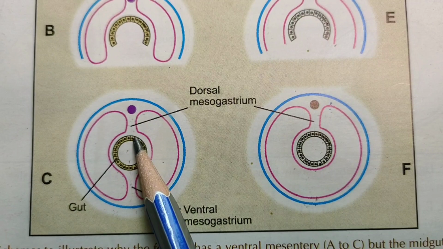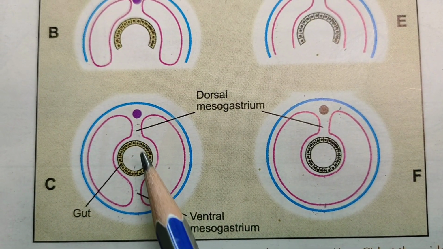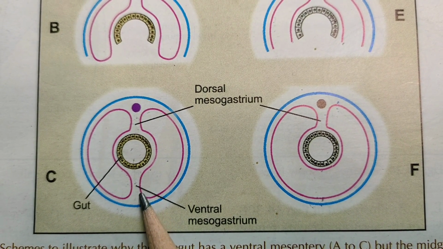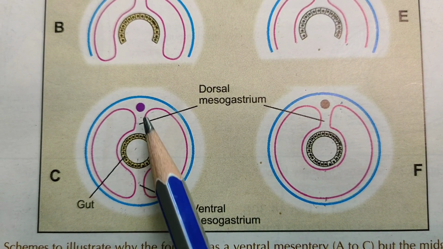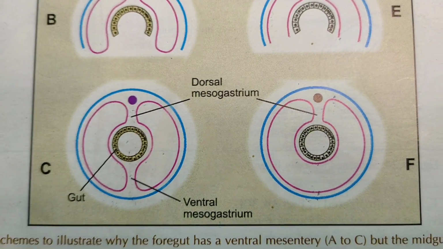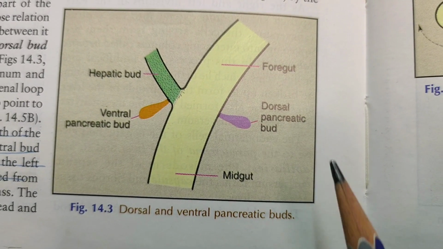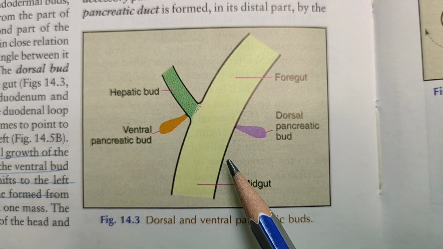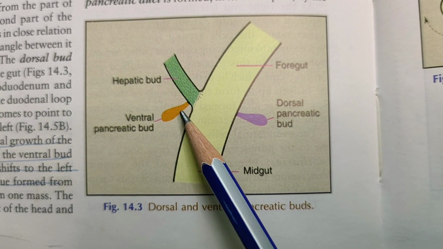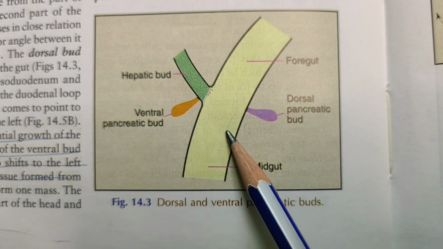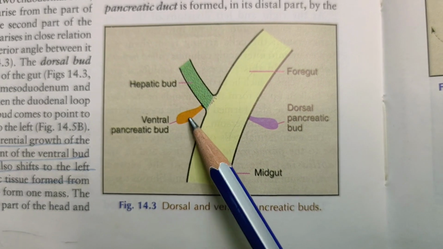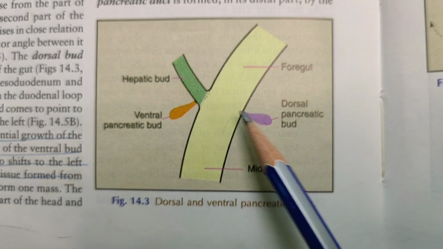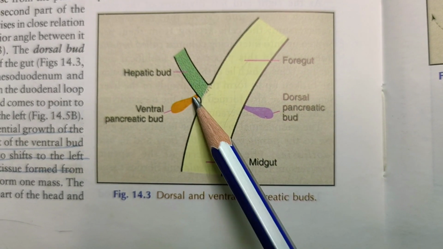So these endodermal cells will migrate or proliferate towards the ventral and dorsal mesogastrium. So this is the diagram available in the embryology book. You will see this is the foregut. This is the ventral pancreatic bud and this is the dorsal pancreatic bud. These are the endodermal cells, and cranially this is the hepatic bud.